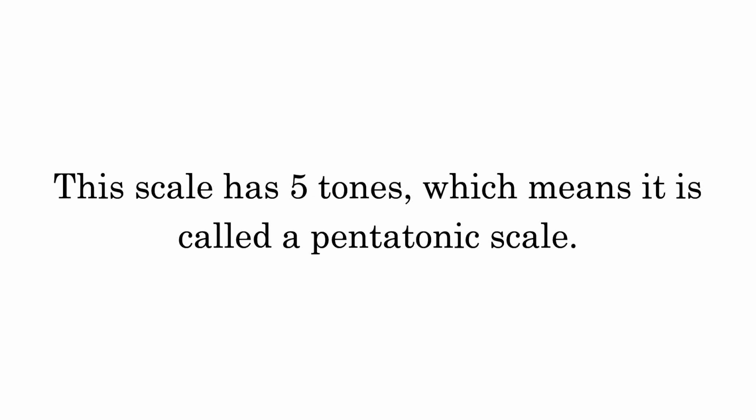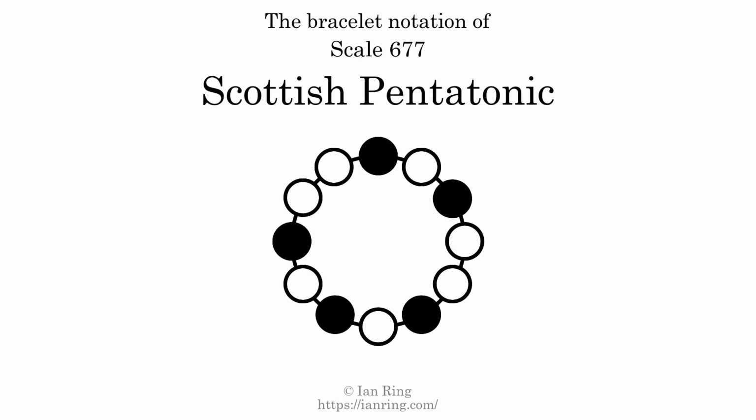This scale has 5 tones, which means it is called a pentatonic scale. This is a bracelet notation diagram of scale 677. The shaded circles represent tones that appear in the scale, and they are read clockwise, starting at the top.